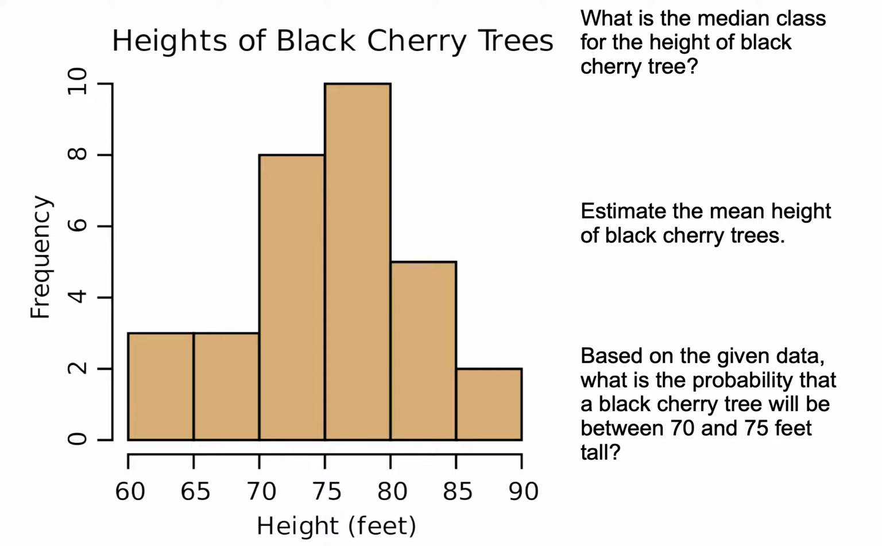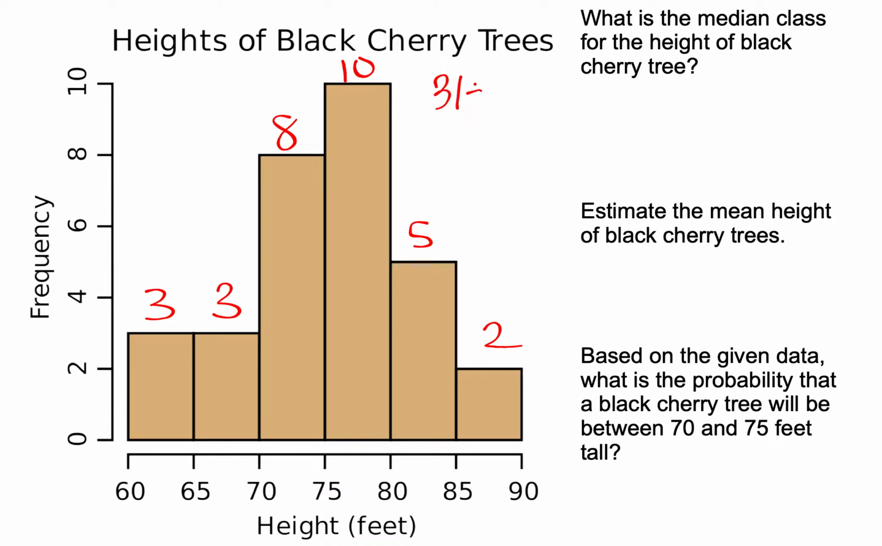What's the median class for the height of black cherry trees? All right, median class is the place we would find the median. We won't know exactly what the median is, but we can find what class it's in. As we count our way through here, there's 3 in the first bar, 3 in the second bar. The third bar has 8. The fourth bar has 10. The fifth bar has 5, and the last bar looks like it is 2. If we add all that together, 3 and 3 is 6, and 8 is 14, 24, 29, 31.